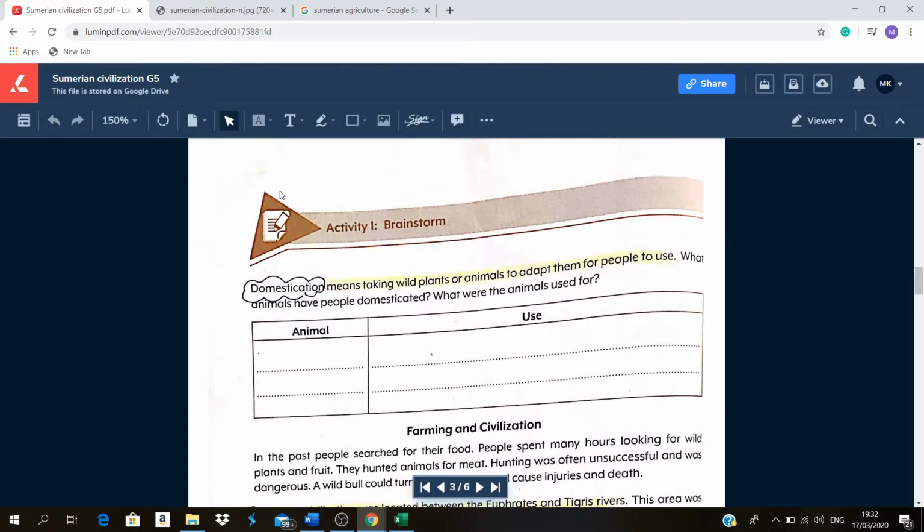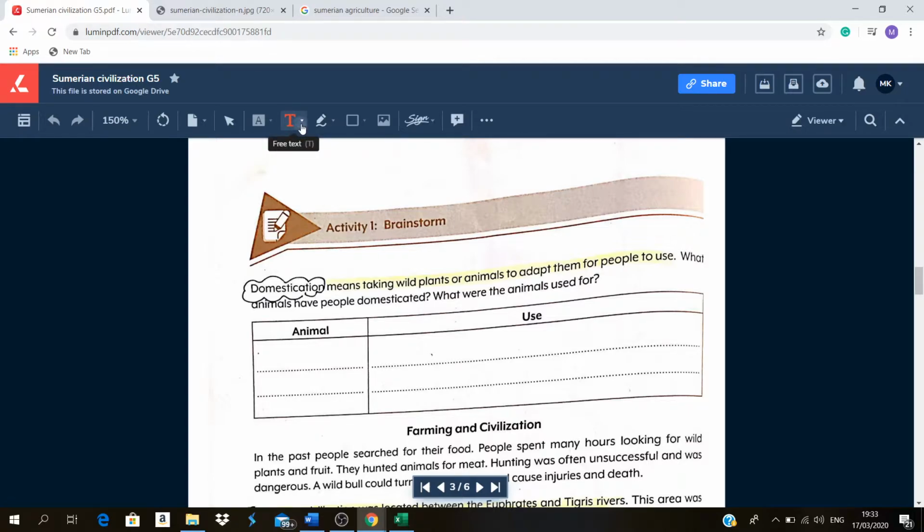Let's start. Domestication means taking wild plants or animals to adapt them for people to use. Like people, they take cows and oxen. They also use dogs, and they will take care of them and use them in their daily activities. What animals have people domesticated? What were the animals used for?